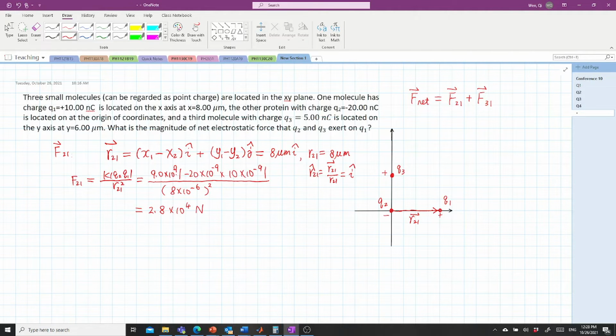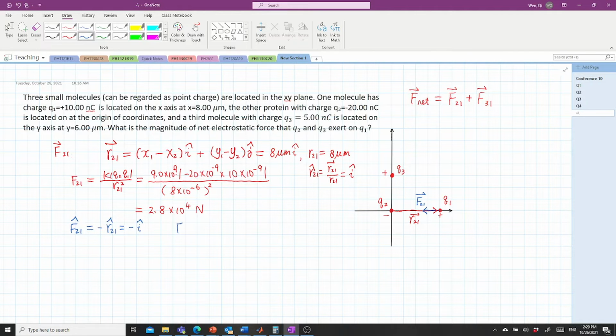Now we have found the magnitude of F21. So we have to determine the direction of this force. We see that Q2 is a negative charge and Q1 is a positive charge. They have opposite signs, so the force between these two particles should be attractive. Q2 should be attracting the charge Q1, in this direction. This is R21. It should be in the opposite direction of the R21 hat. So the F21 hat should equal the negative of the R21 hat, which is the negative i hat direction.